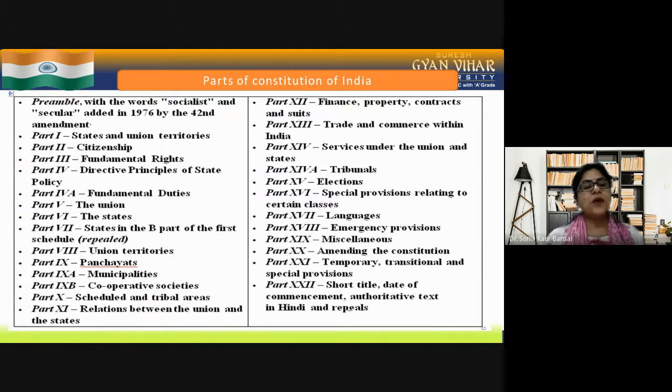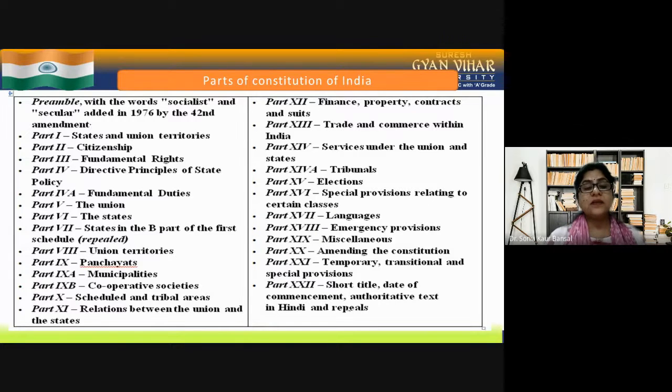Part 1 is about states and union territories. Part 2, citizenship. Part 3 is about fundamental rights. Part 4 is related to directive principles of state policy. Part 4A is related to fundamental duties. Part 5 is about the union. Part 6 is about the states. Part 7 is about states in the B part of the first schedule. Then Part 8 is about union territories.